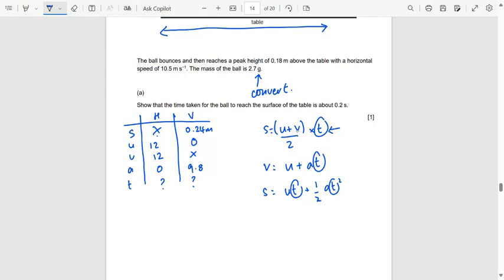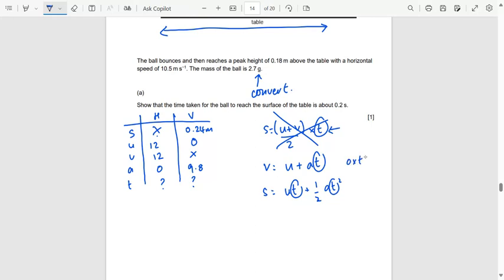If I'm trying to use this one, if I look at the horizontal, I don't have S. So I can't use this one for horizontal. Can I use it for vertical? No, because I don't have V. So I can't use this one. Let's go to the next one. V equals U plus AT. Let's have a look at the horizontal. Do I have the V? Yes. Do I have the U? Yes. Do I have the A? Yes, but it's 0. Now, anything multiplied by 0 is 0. So actually, I can't use this one in the horizontal because I would end up with 0 times t.